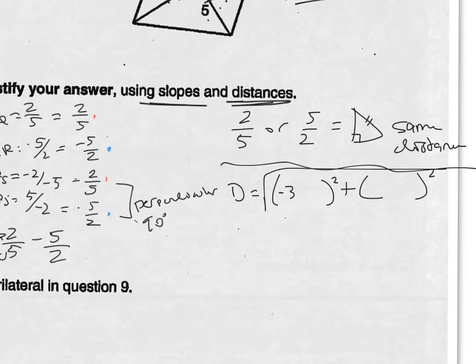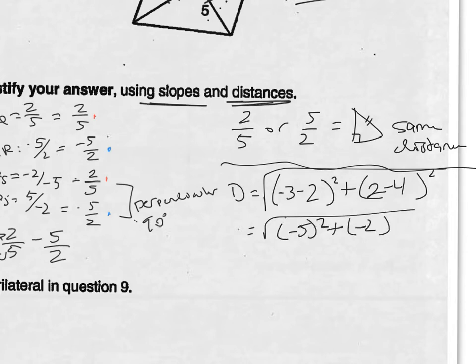So P is negative 3 minus 2, because those are the x values of P and Q, and then 2 minus 4. Okay, square root, negative 5 squared, 2 minus 4 is negative 2 squared. Remember, we're talking about distance here, so everything's going to be positive after you square it. That gives me 25, that's a 5, guys, and positive 4, which is the square root of 29.